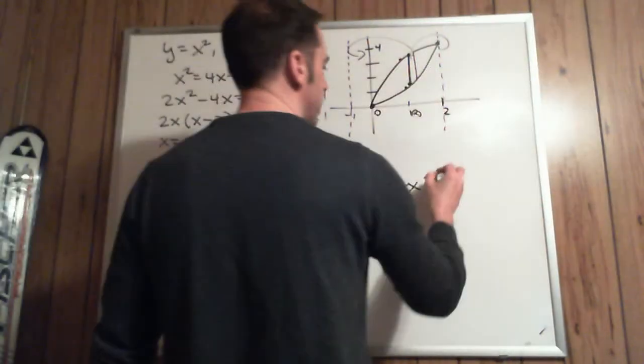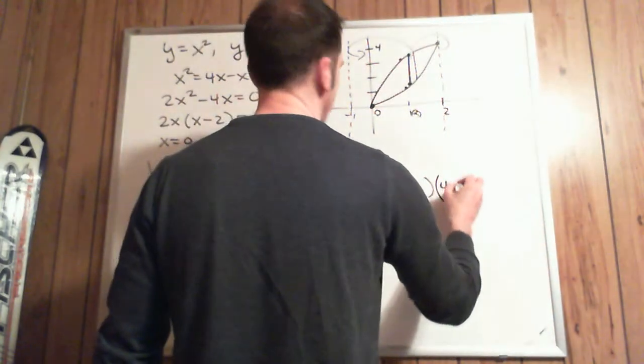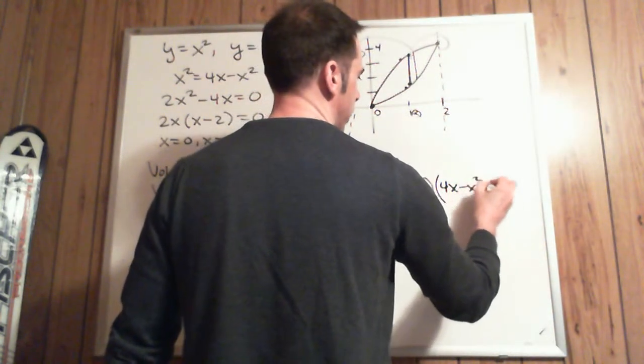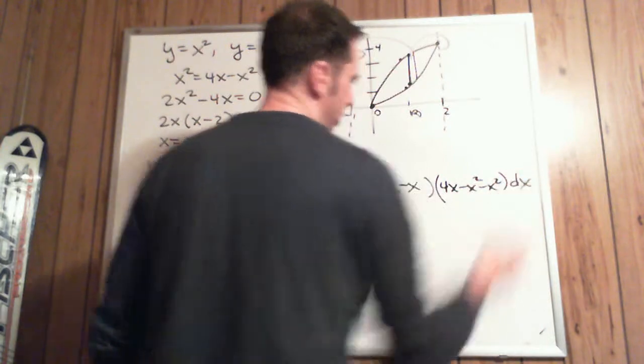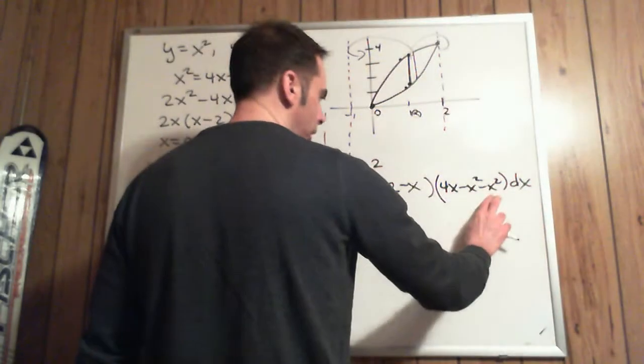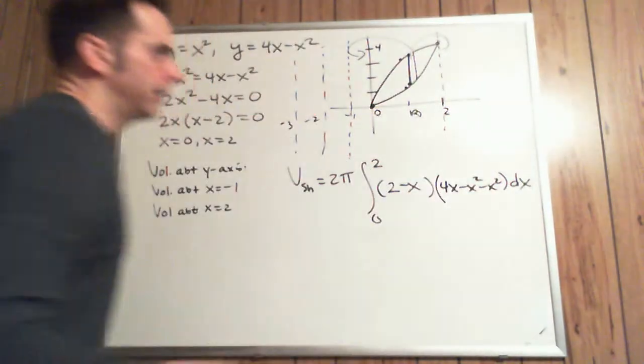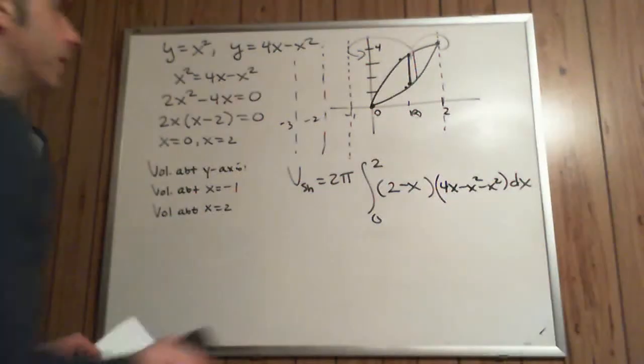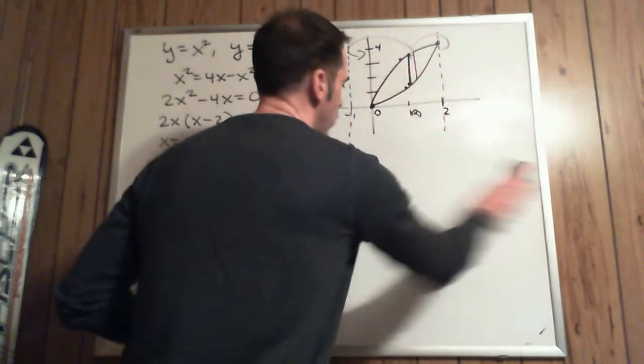The height of the rectangle would be the top minus the bottom, so it would be 4x minus x squared dx. And again, the same procedure would be make this 4x minus 2x squared, FOIL that out, and then take the antiderivative.